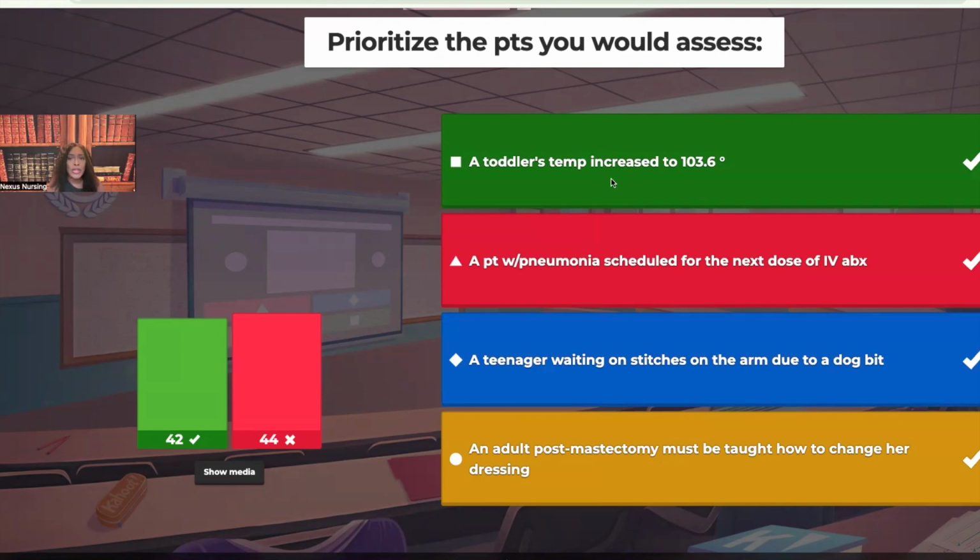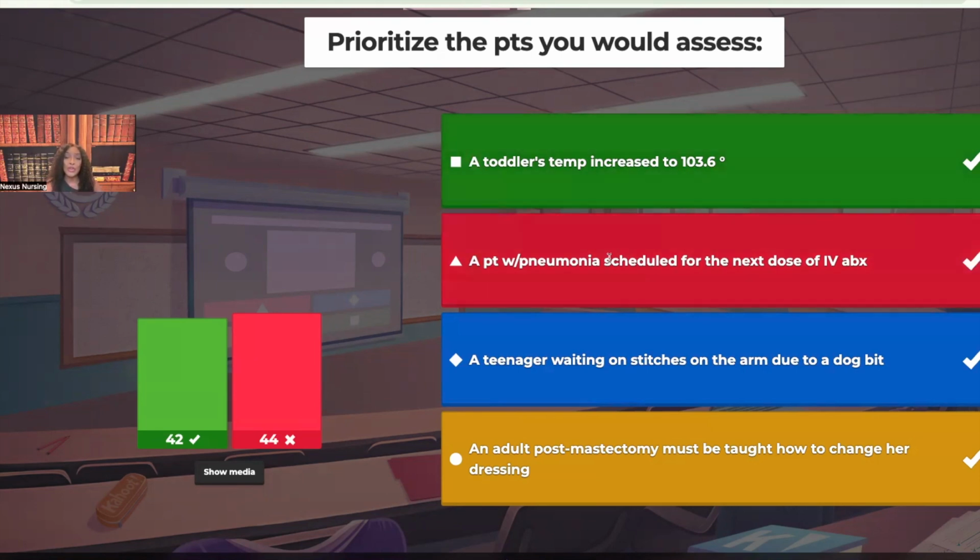And not only has it increased, look what it increased to: 103.6. You want to know who is most vulnerable when it comes to infections and risk of dehydration? The very young and the very old. 103.6. You are running, you are sprinting down the hall to that patient.